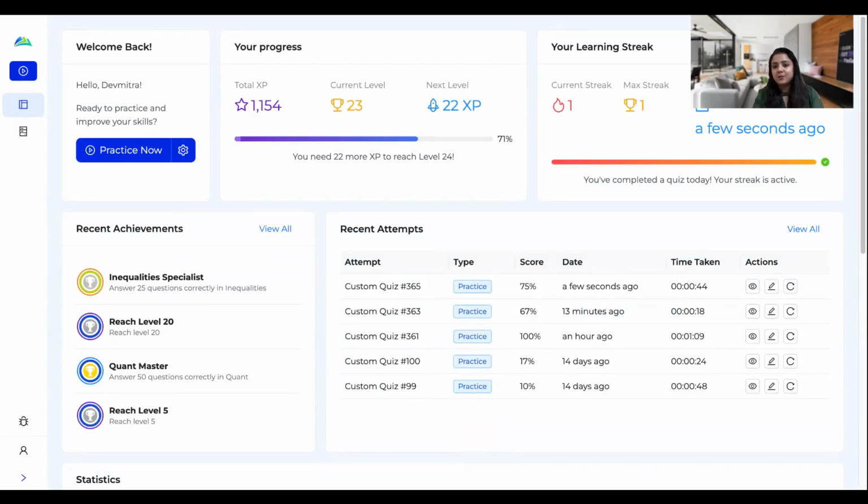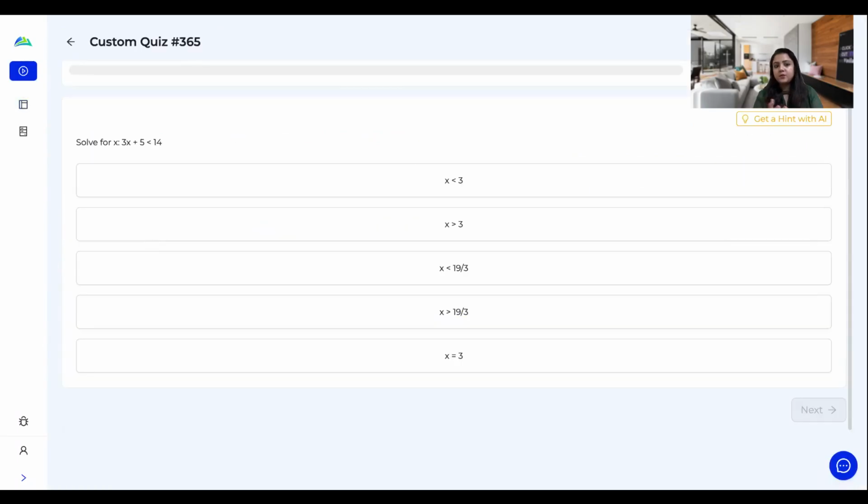Let's try. There's a custom quiz I've created. Now, this is how your dashboard will look once you take a test. The test will appear here under your recent attempts. I just took a test a few seconds ago and I'm going to reattempt this. The first question: 3x plus 5 less than 14. This expression that you see here, 3x + 5 < 14, this is an inequality.